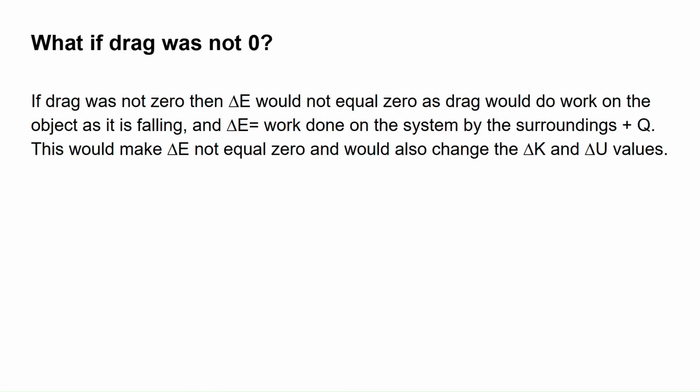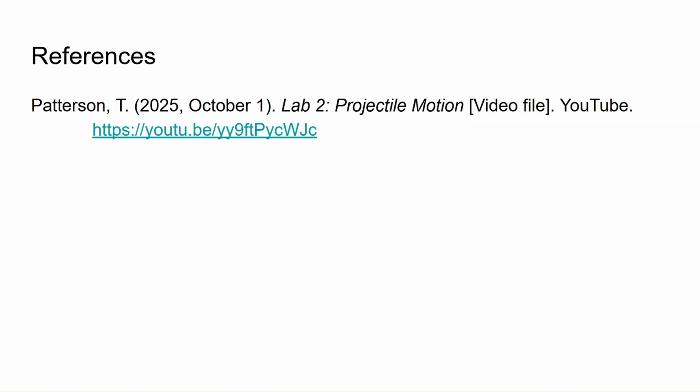What if? What if drag was not 0? If drag was not 0, then delta E would not equal 0, as drag would do work on the object as it is falling, and delta E equals work done on the system by the surroundings plus Q. This would make delta E not equal 0 and would also change the delta K and delta U values.